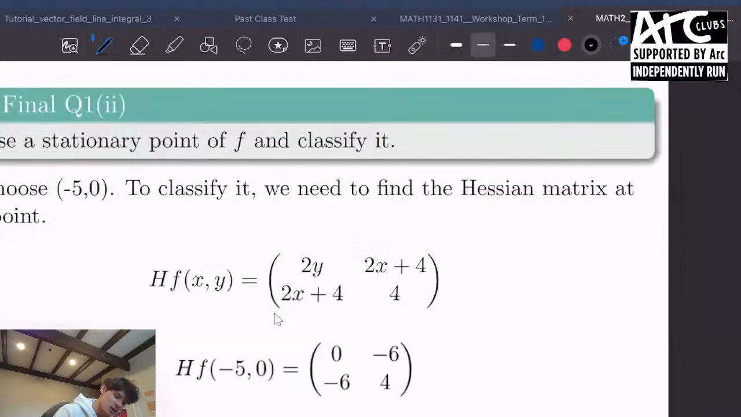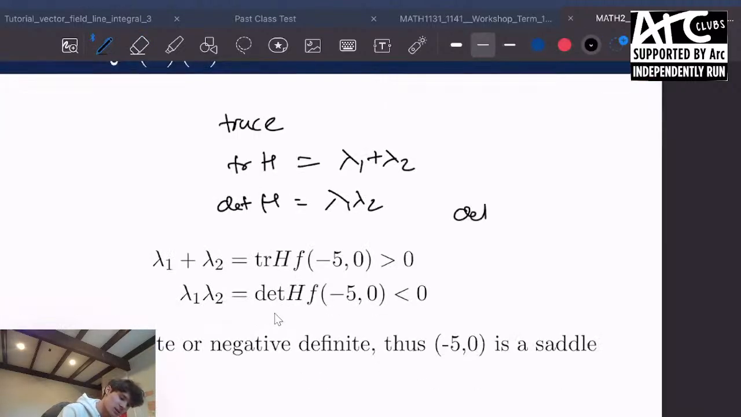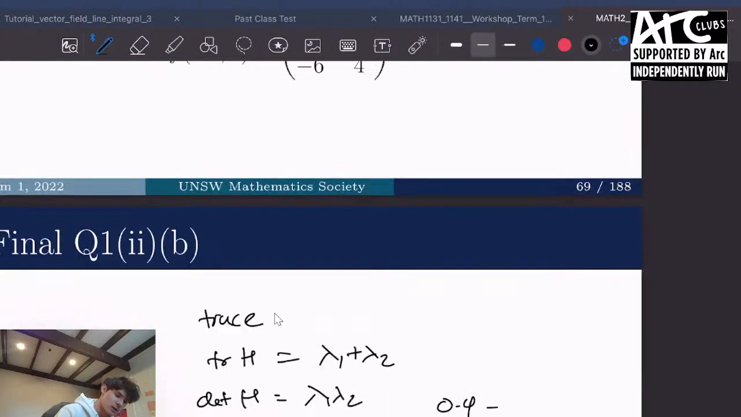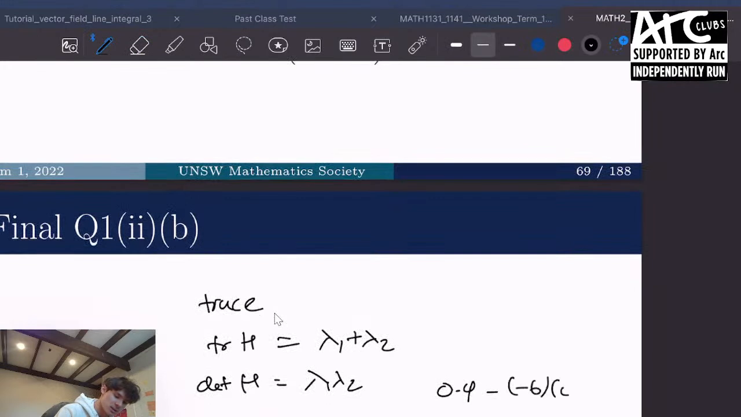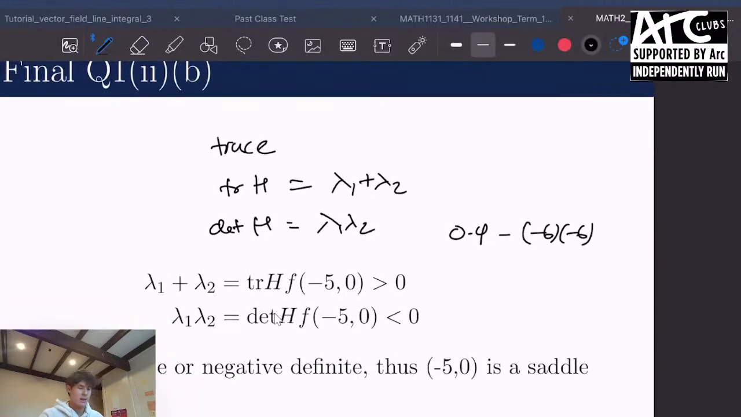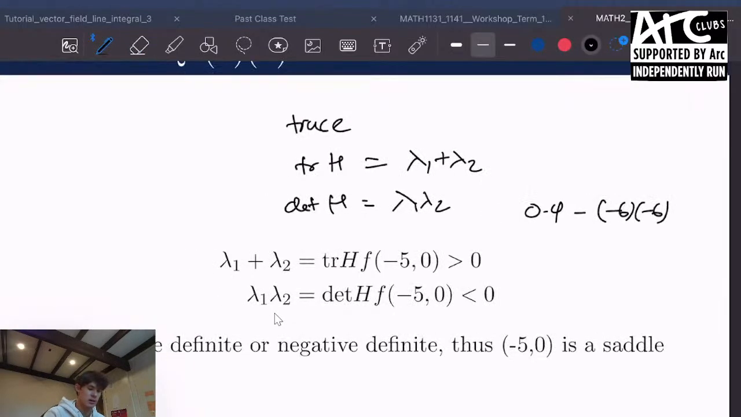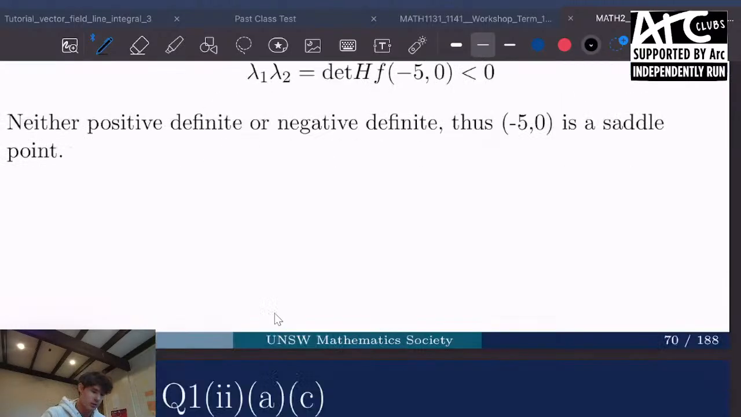Now the determinant is going to be 0 times 4 minus negative 6 times negative 6. That actually gives us something that's negative. Okay, so we can see that the trace is positive and the determinant is negative. So while the eigenvalues add to something positive, they multiply to something negative, okay? Which means it's neither positive definite nor negative definite. That makes (negative 5, 0) a saddle point of the curve.